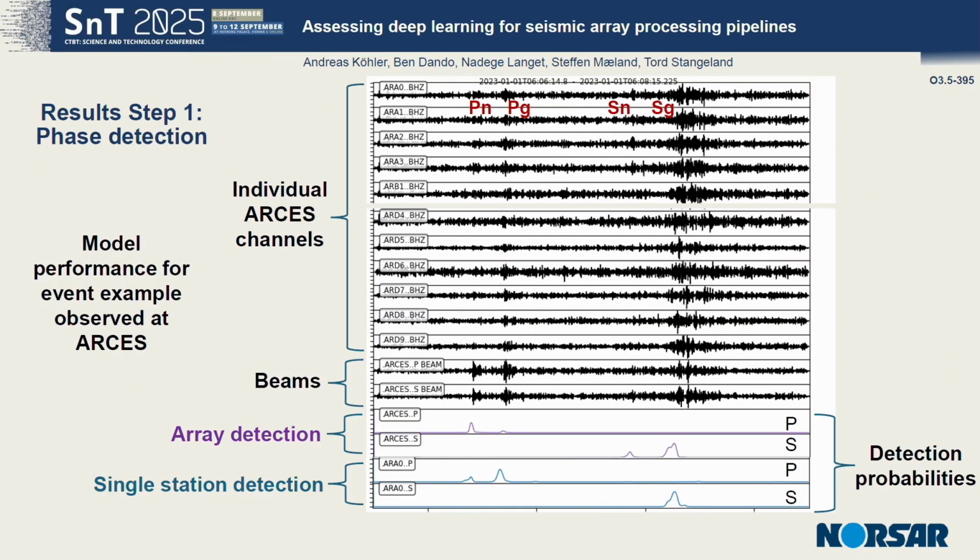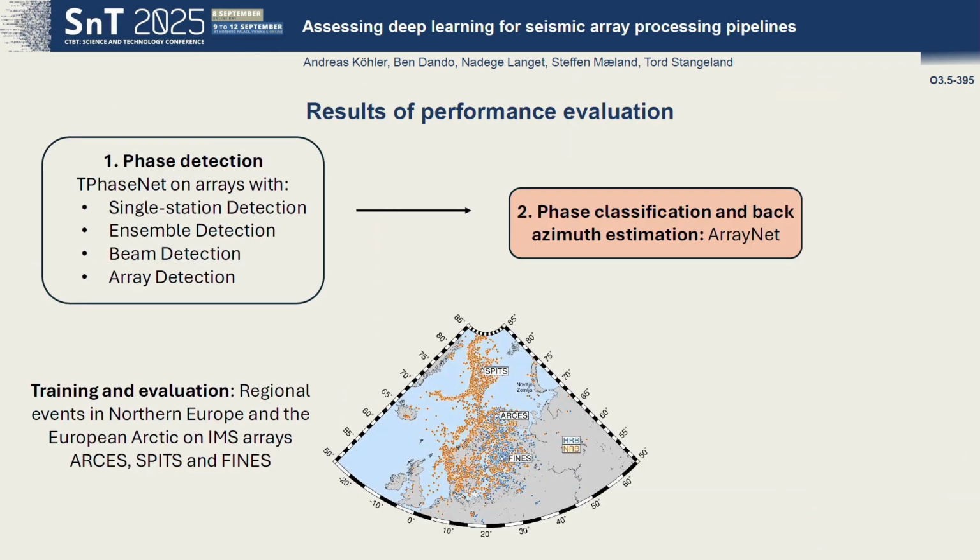So this is maybe a bit more intuitive example of how this method works. This is just one event, an example of how these methods perform on it. You see a very weak regional event observed on the ARCES array. You see the individual array channels, then the beams, and at the bottom the detection time series for P and S waves using two of these models, just to make it a bit simpler: the array detection and the single station method. And you can nicely see that it even picks up this small, very weak Sn wave, which you would not see in single station processing.